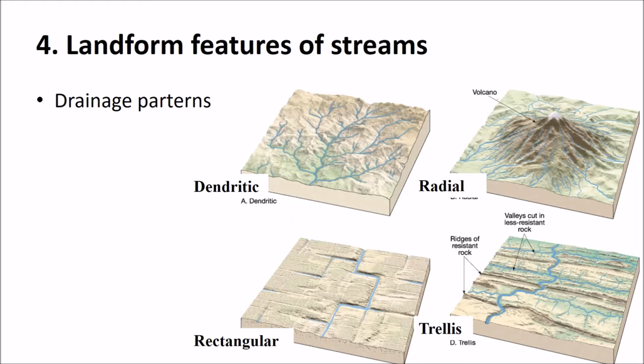Here now we are talking about the stream flow. The channel flow is also a main process to cause or create landforms. And here different drainage patterns can create different landforms. We have different types here: dendritic, radial, rectangular, or trellis. This is the specific name for these patterns.